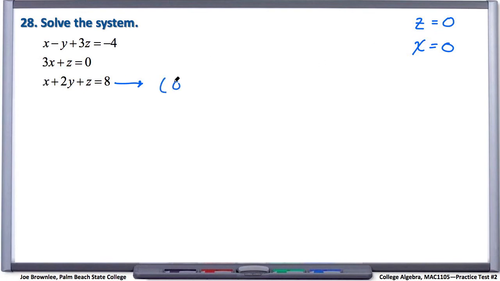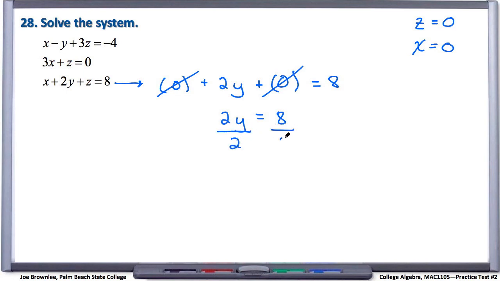So we're going to say 0 plus 2y plus z, but we now know z is 0. We'll plug that in, equals 8. Well, we know that 0 is going to go away, and that 0 is going to go away, so that leaves us with just 2y equals 8. And again, if we want to get y all by itself, we will divide by 2 on both sides, and that will leave us with y equals positive 4. All right, so y equals positive 4.